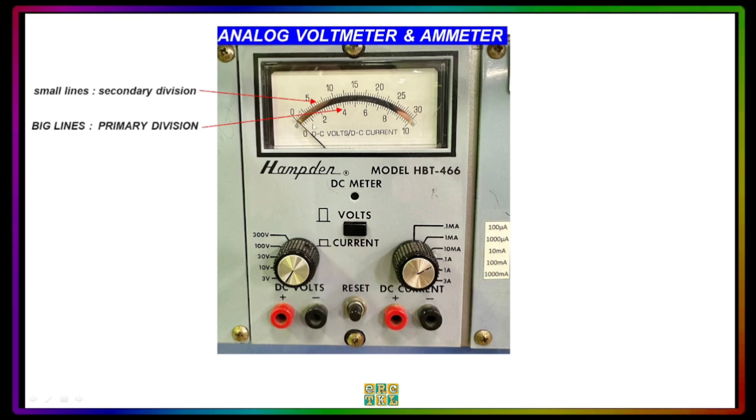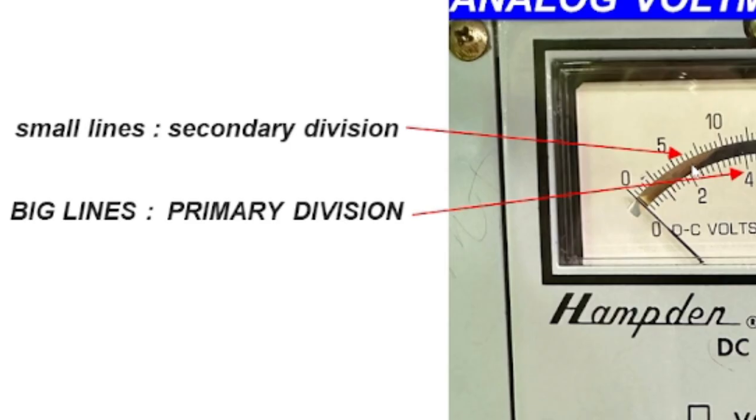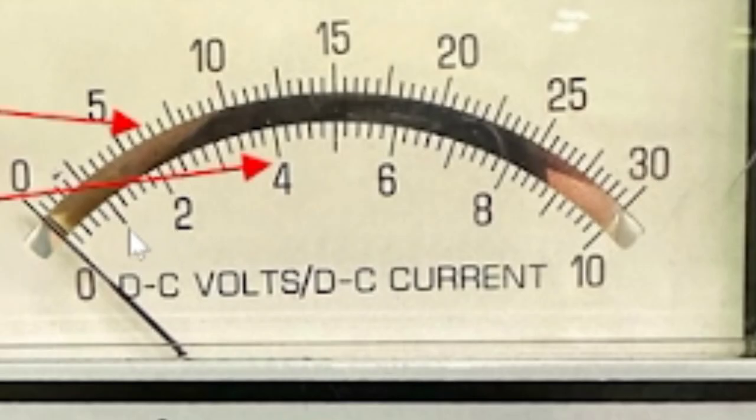And then we also have what we call the small lines or the shorter lines, and these are called secondary division. As you can see, between the numbers 0 and 2, there's a longer line here, which is the primary division, and there's also shorter lines here, which represent the secondary division.